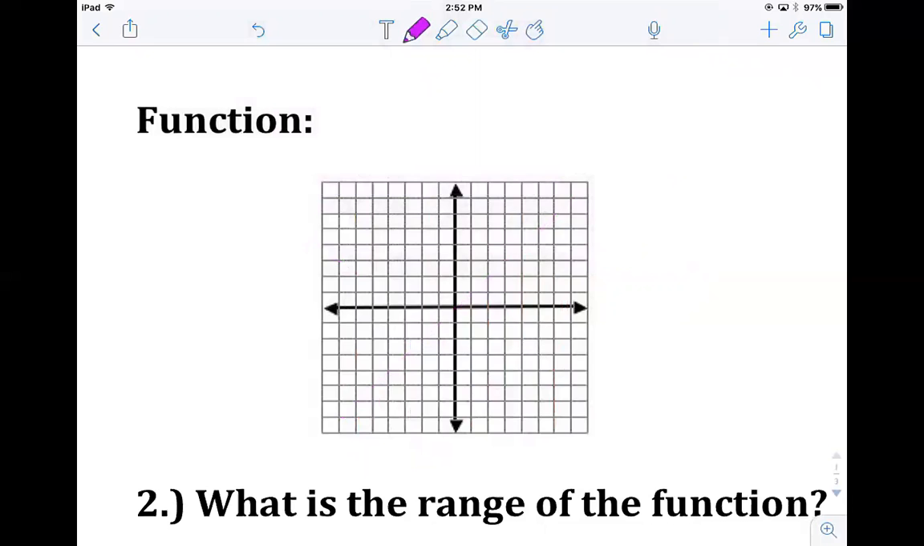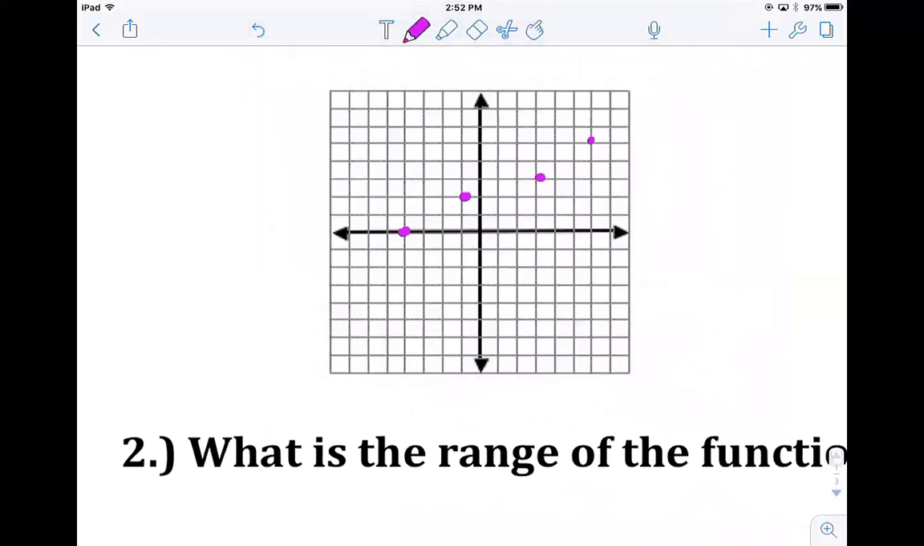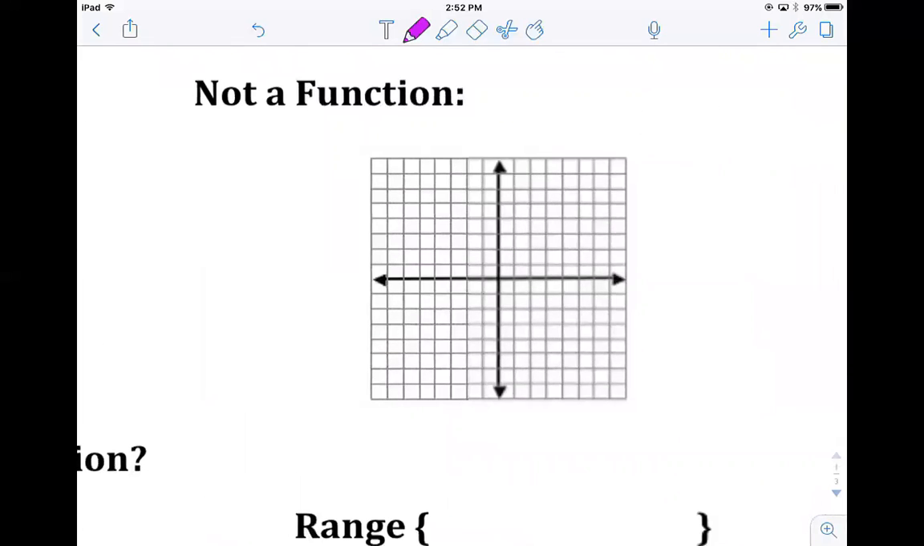Several people in class drew pictures of just individual points. And as long as those points are not lined up, so that if you draw a vertical line, it crosses one time, that works. So very many different pictures of what you could do as a function. Same thing with not a function. In class, I talked about the circle being probably the most common one that is used to represent not being a function. If you draw a line through that circle, it's crossing at 2 points, so not a function.